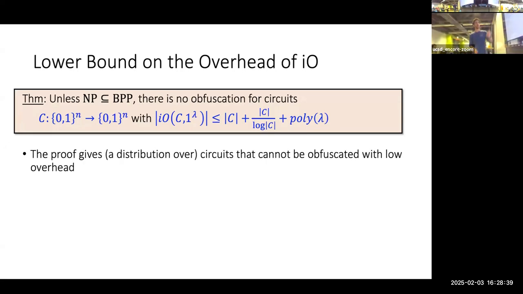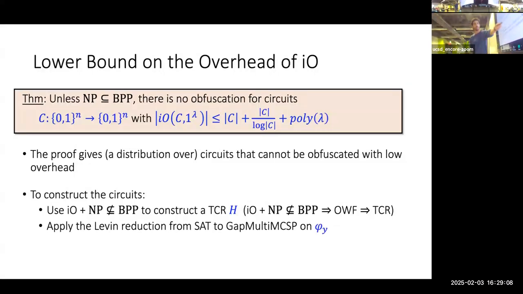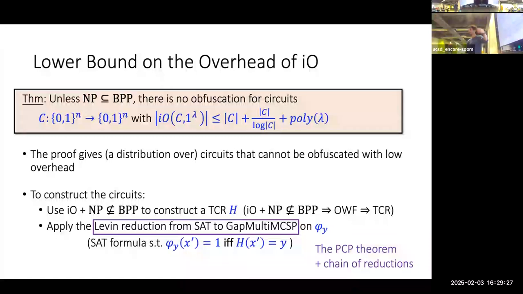The proof of this theorem actually gives us a distribution over circuits that we cannot obfuscate with lower overhead. We can look at the proof and try to understand how these circuits look. The proof that I showed you starts from using the IO plus the assumption that NP is not in BPP in order to construct a hash function H. Then it uses this H in order to construct this formula Py. It uses the code of H inside it. Then it uses the Levin reduction from SAT to GapMCSP on the formula Py. And the Levin reduction from SAT to GapMCSP actually itself uses the PCP theorem and another chain of reductions. So the construction of the circuit is pretty complicated.